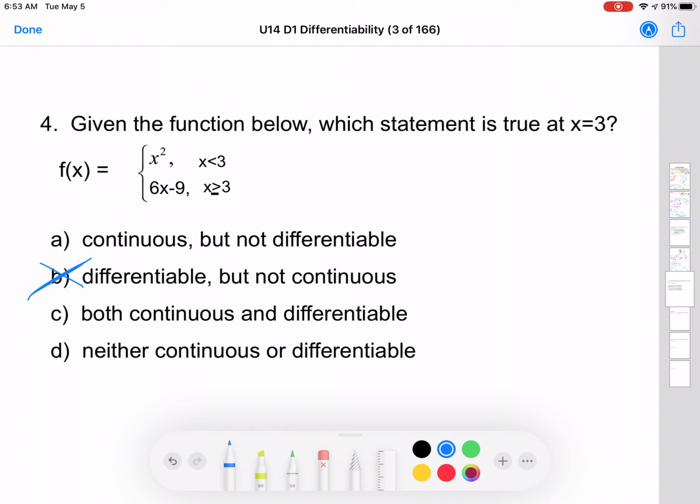Okay, so that means we got to do all our steps. So why don't you guys pause the video and do the whole thing out, and then you can replay it and see if you get it right. Okay, go ahead.